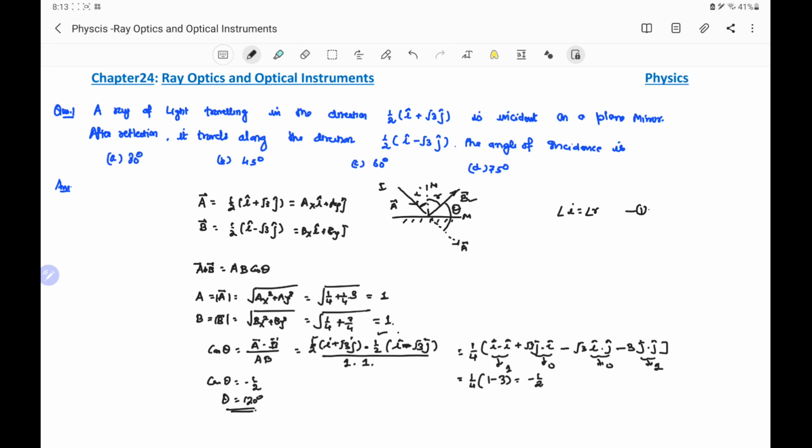Now from the figure, we can say that angle i plus angle r plus angle theta is 180 degrees. Angles i and r are equal, so angle i plus angle i plus 120 degrees equals 180 degrees, or 2 times angle i equals 60 degrees, or the angle of incidence will be 30 degrees. So option A is the correct option.